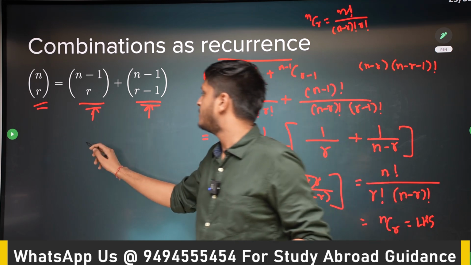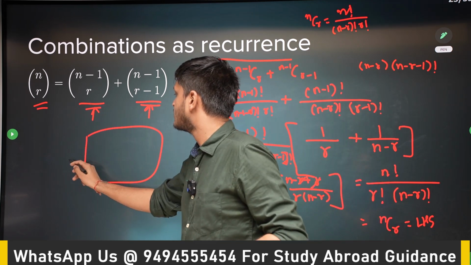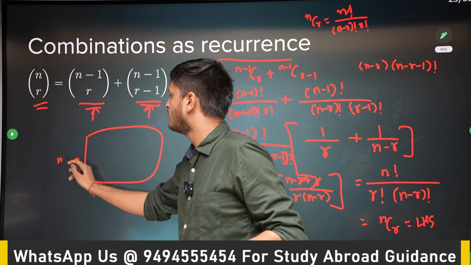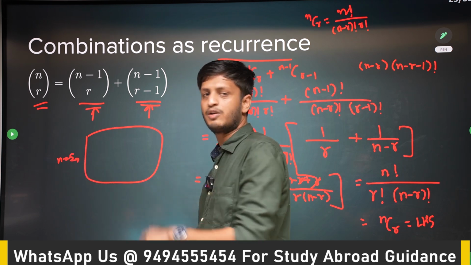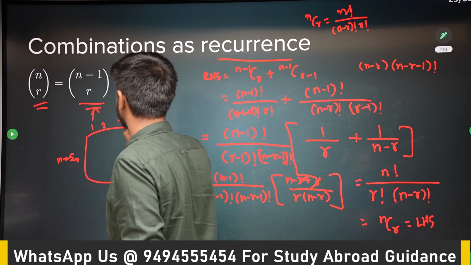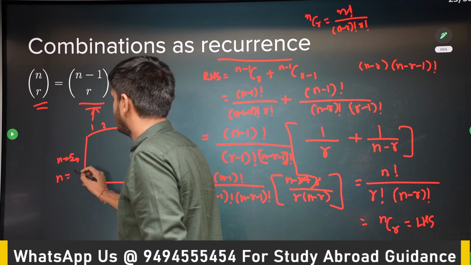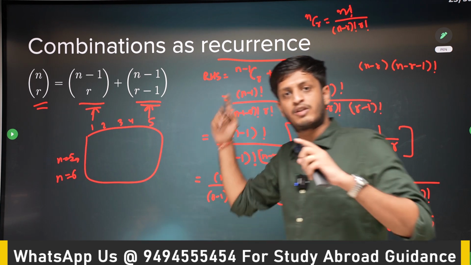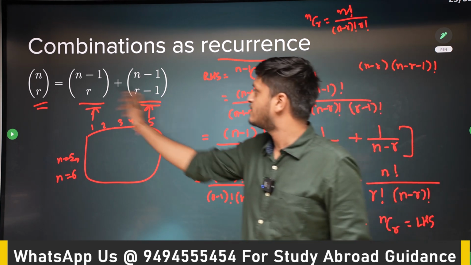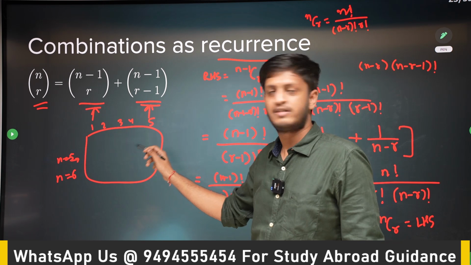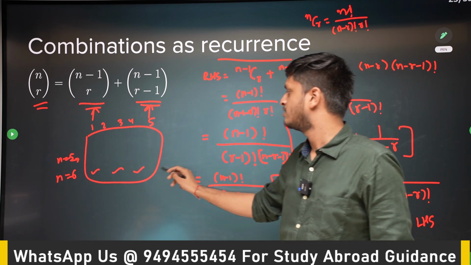Since it's like a DP table, you have already calculated nCr for all n equal to 5. Let's say for n equal to 5, you have calculated 5C1, 5C2, 5C3, 5C4, 5C5. Then for n equal to 6, you don't need to apply the factorial formula again and again. You can just use the DP table and populate n equal to 6 also.